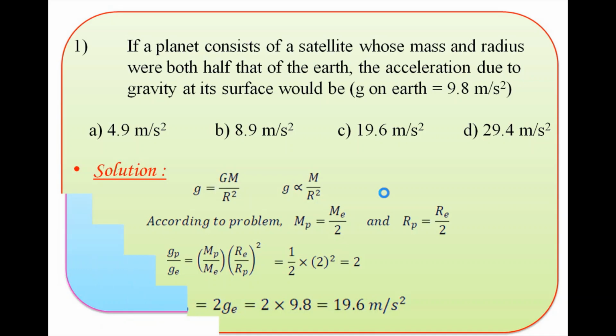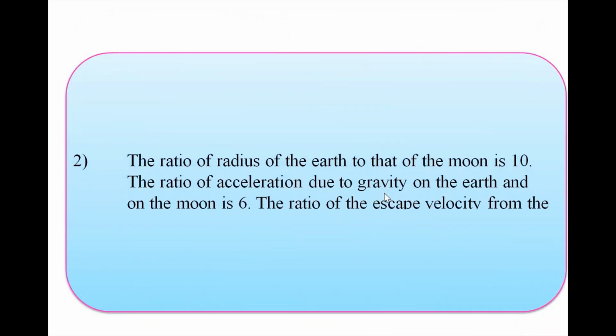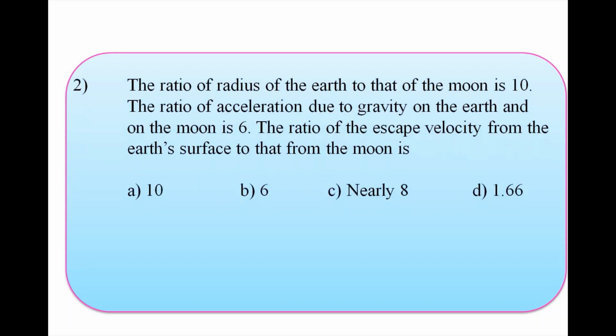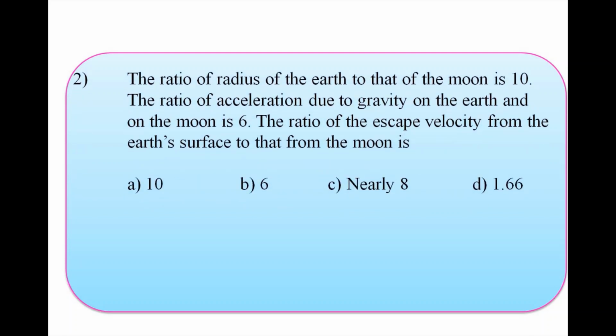Let's see the next objective. The ratio of radius of the Earth to that of the Moon is 10. The ratio of acceleration due to gravity on the Earth and on the Moon is 6. The ratio of the escape velocity from the Earth's surface to that from the Moon is: option A is 10, option B is 6, option C is nearly about 8 and option D is 1.66.